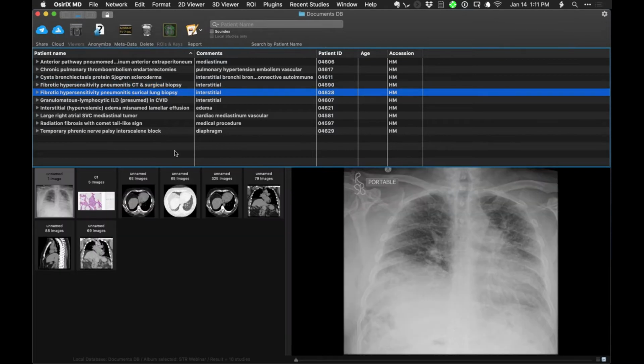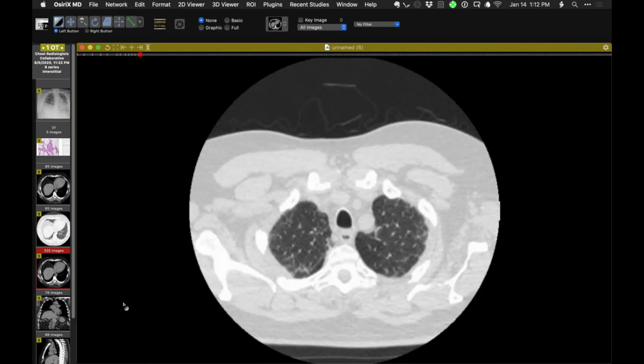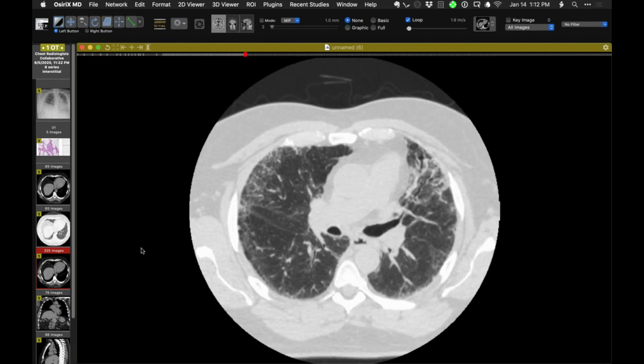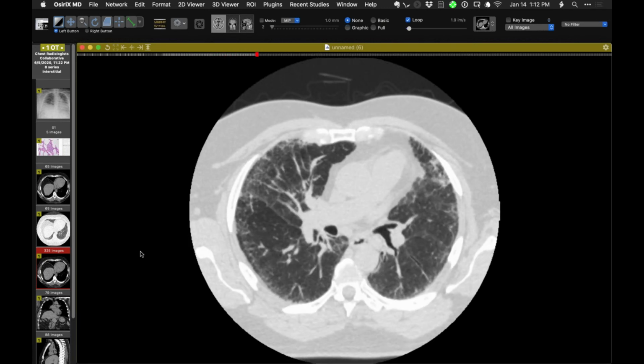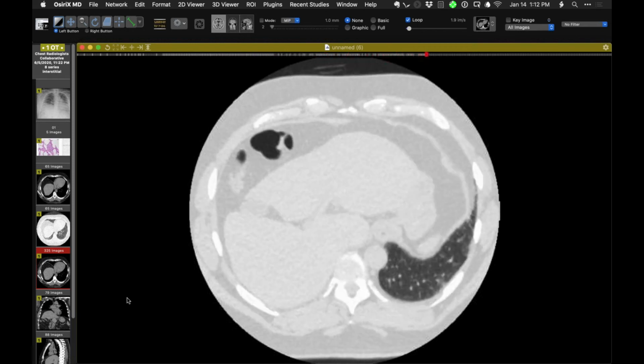Here is another one. So let me show you the images. This is from the outside, so I don't have really nice thin 1 millimeter. Well, I think I do actually to show you, but that's what the lungs look like. And let's take a look at this one. So I'll scroll down and show you the distribution of the opacities in the upper lung zones to the lower lung zones.